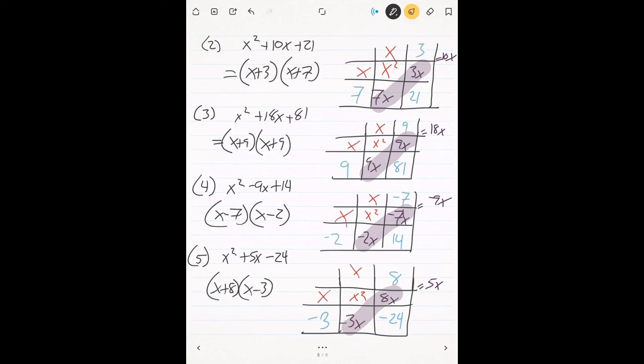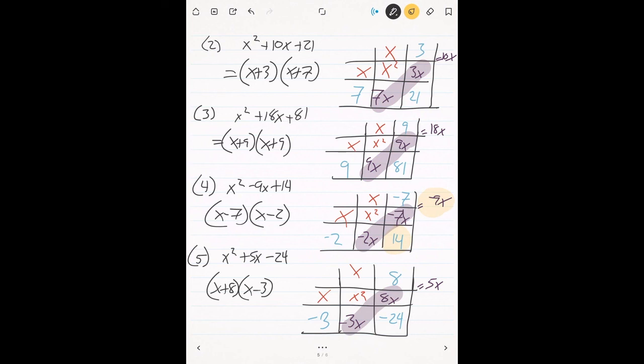All right, well, as you go through these box method problems, hopefully you're going through and selecting the appropriate values for each of these. Things that have to multiply to give you the last term, but add to give you the middle term. So in this case, we had what multiplied by what gets us 21, but adds to give us 10. I chose 3 and 7. And then in the next problem, what multiplied gives us 81, but adds to give us 18. I chose 9 and 9. And then the next one is the first time we see that we want things that multiply to give us positive 14, but add to give us negative 9.